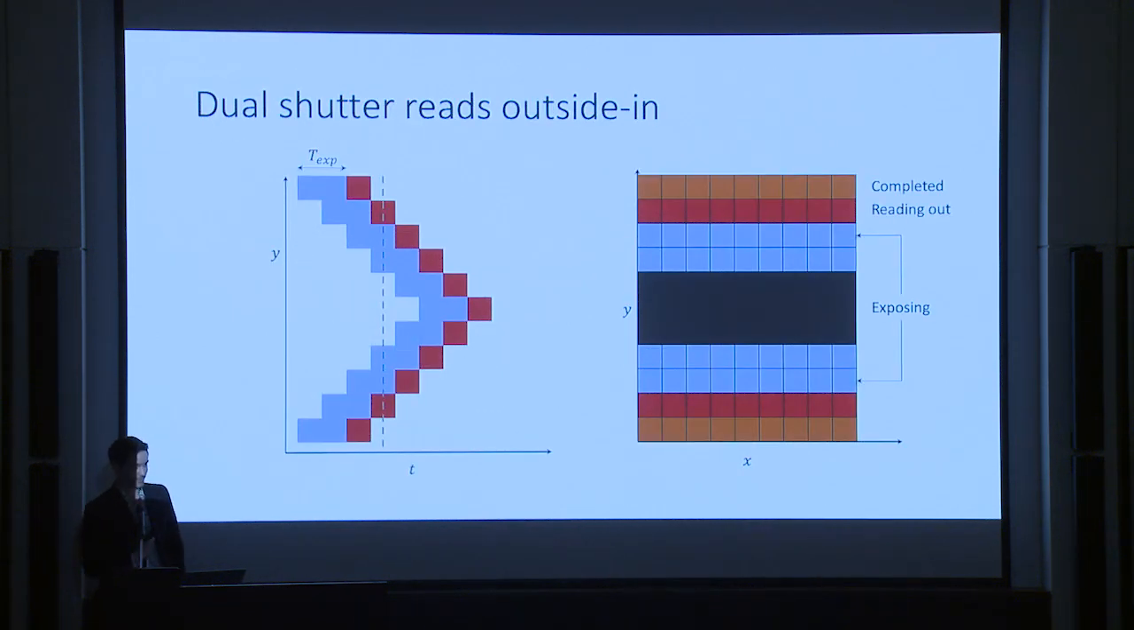And I also want to point out that for this work, we're actually not using a single shutter sensor. We're using a sensor that has a dual shutter. So it's the same idea, except in this case, there are 2 exposure bands that sweep outside in.